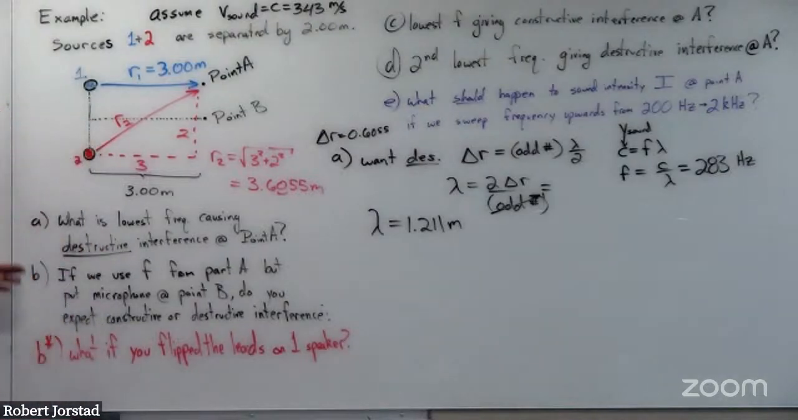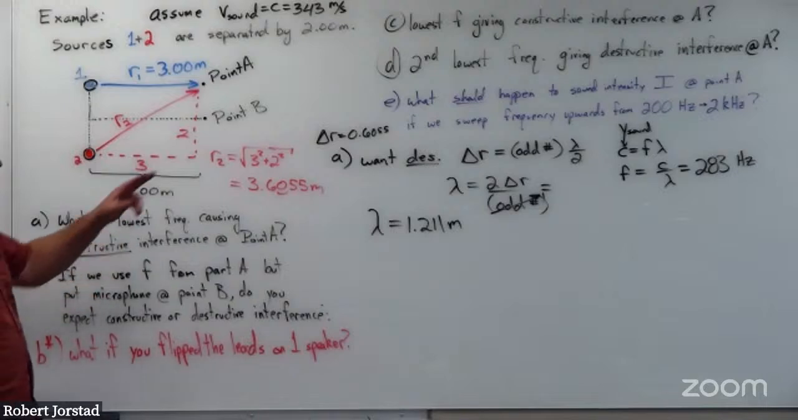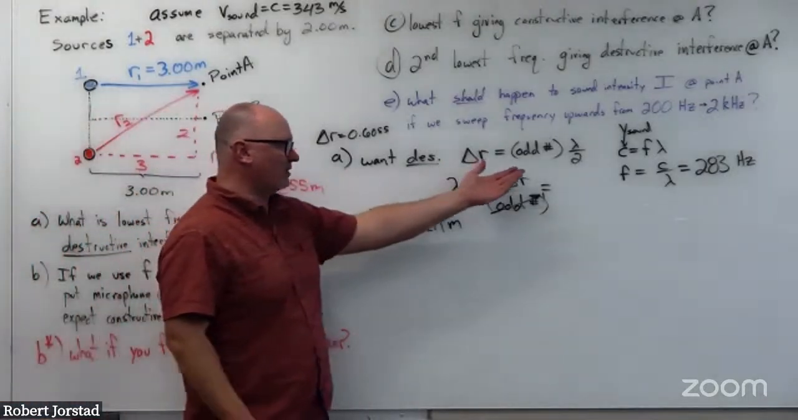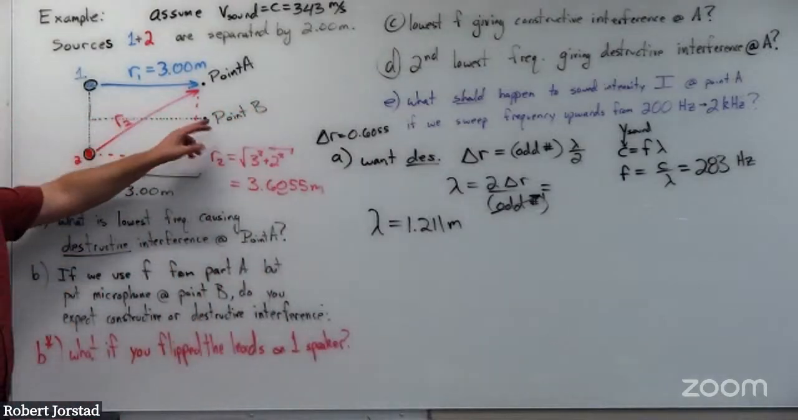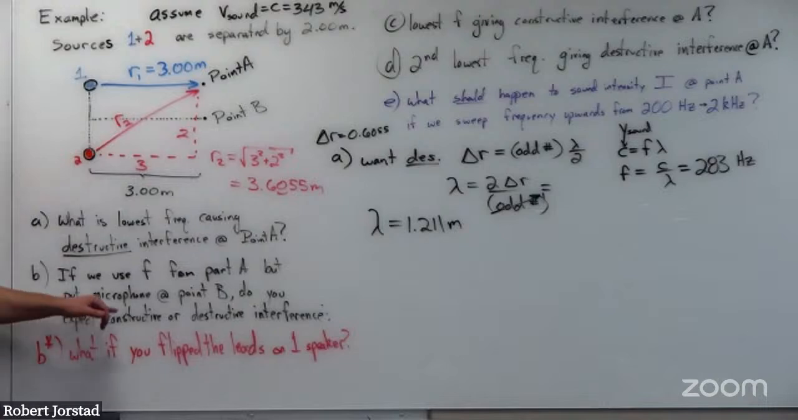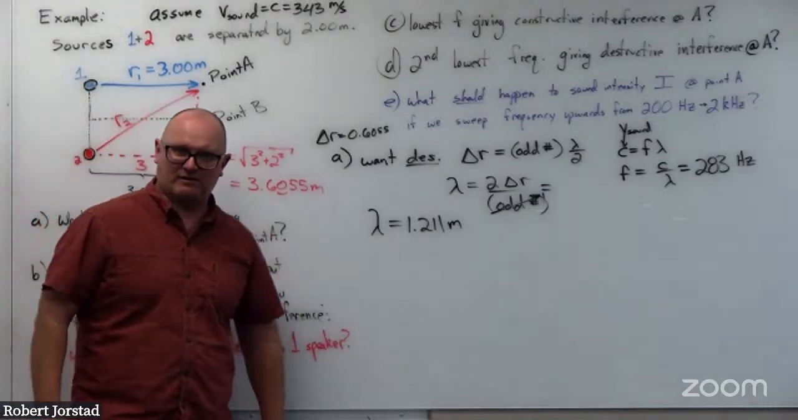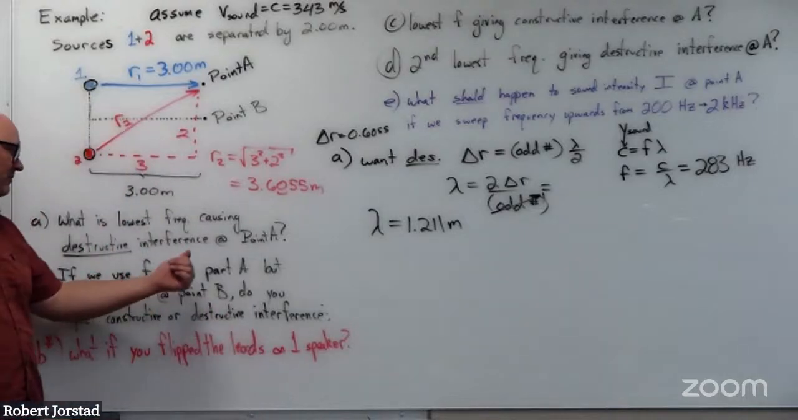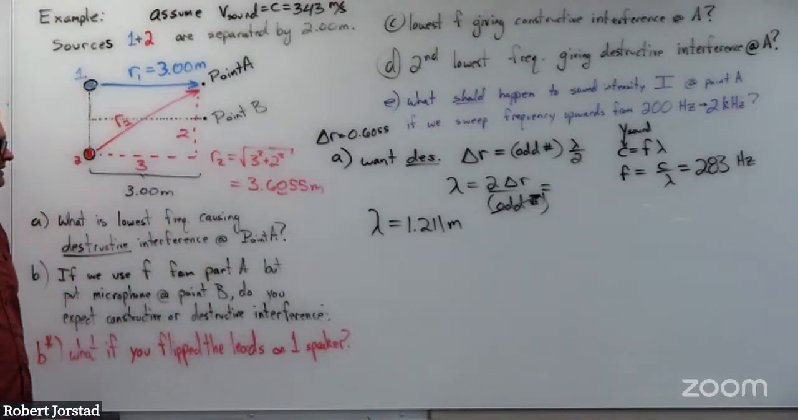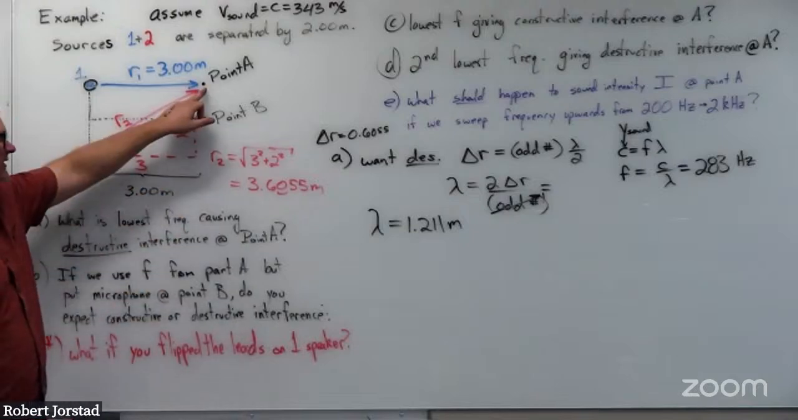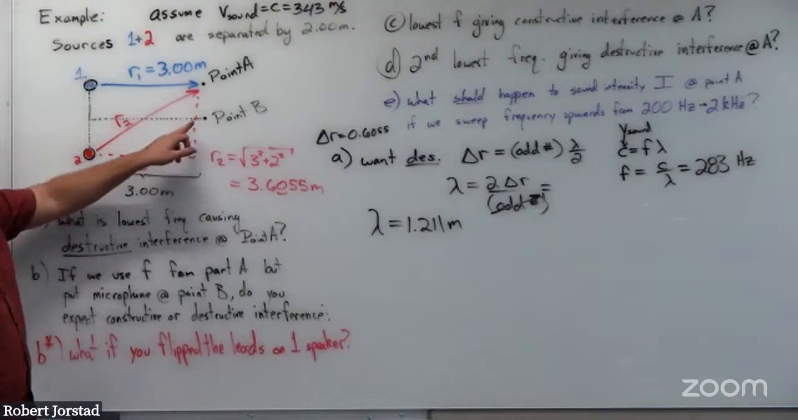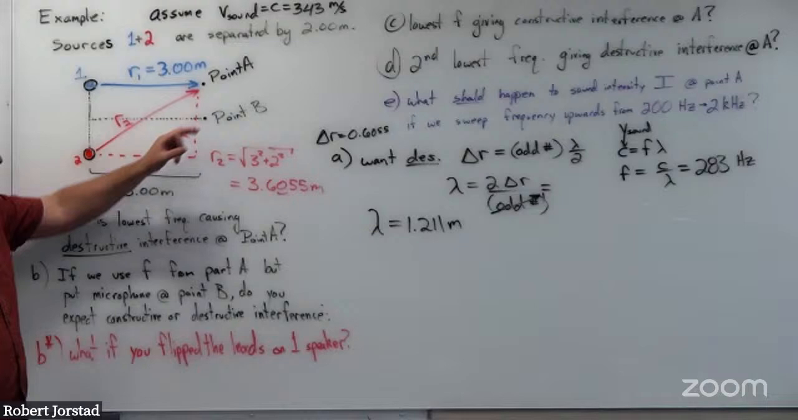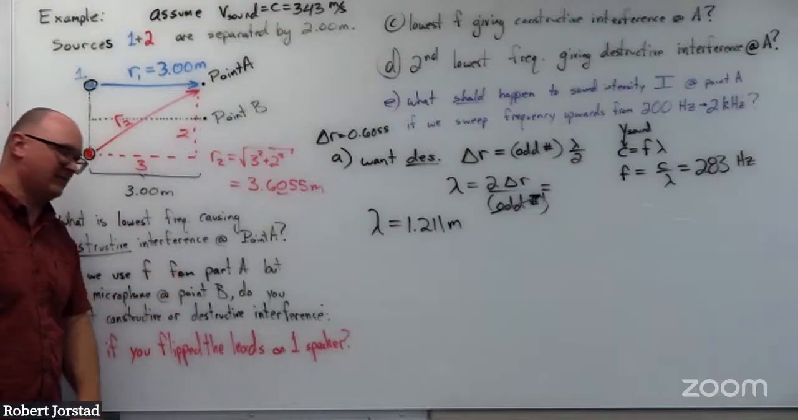All right. So we've got part B and B star here. Let's leave B star till the end. If we use that frequency, this frequency is the lowest one, which should cause destructive interference. But when I use this at point B, will we expect constructive or destructive interference? Pause the video. Again, if we use F from part A, so if we use 283 hertz, the frequency that causes destructive interference at point A, if we use that frequency, but we place the mic over here at point B, do you expect constructive or destructive interference?